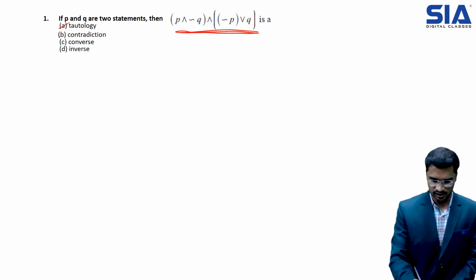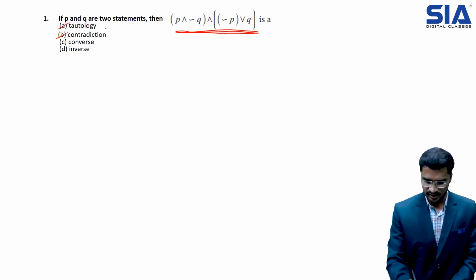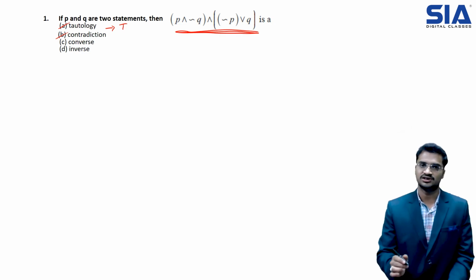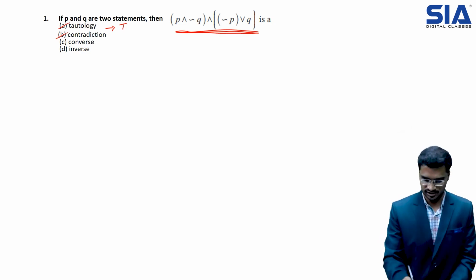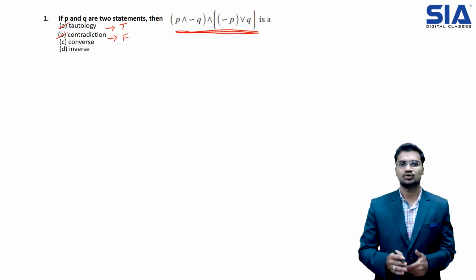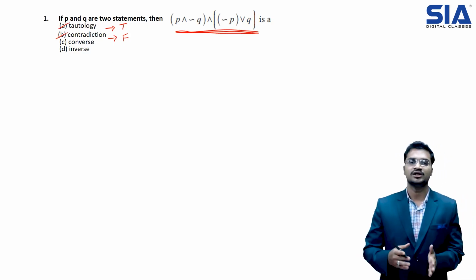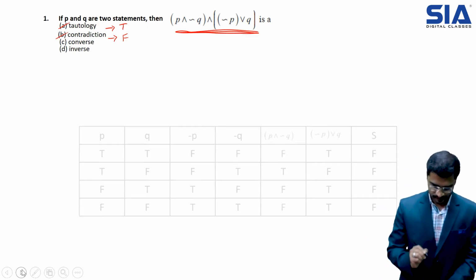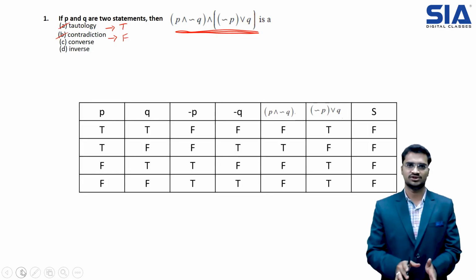So what is a tautology? What is a contradiction? Whenever all the statements are true, whenever our answer is all true, then it is called a tautology. When all of the statements are false, then it is called a contradiction. So what we have to do now is write the truth table for this particular question. So let us write it. The truth table for this question is written like this.